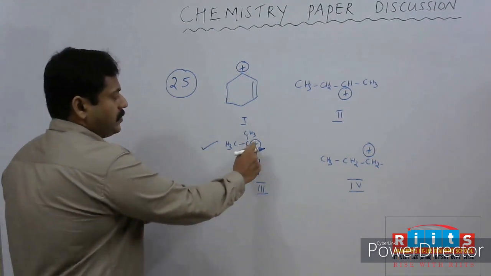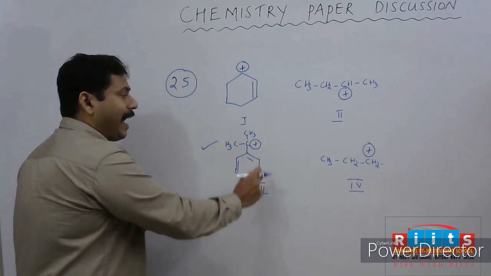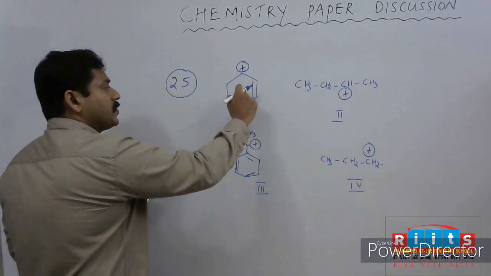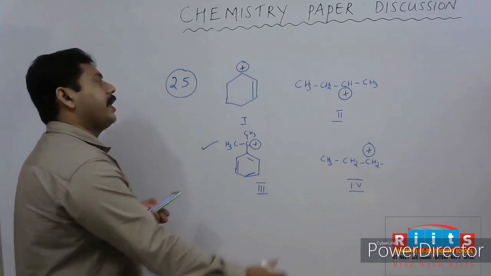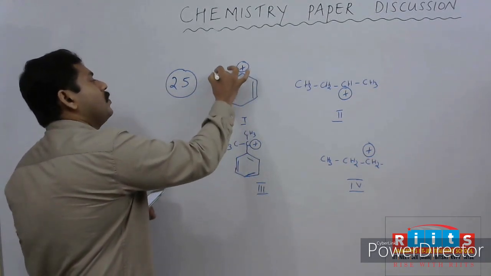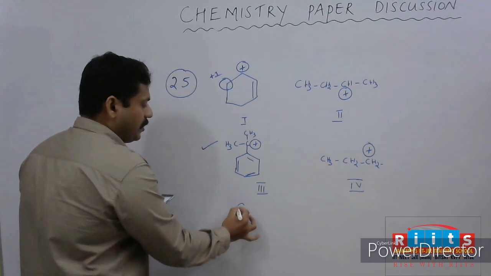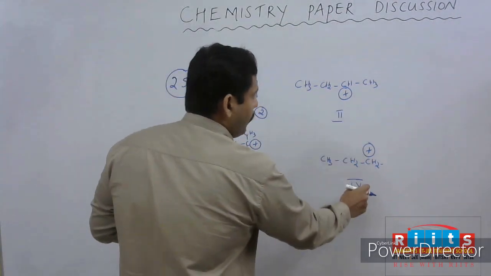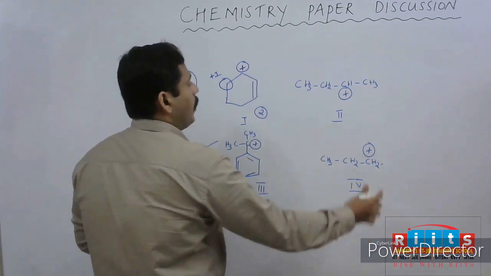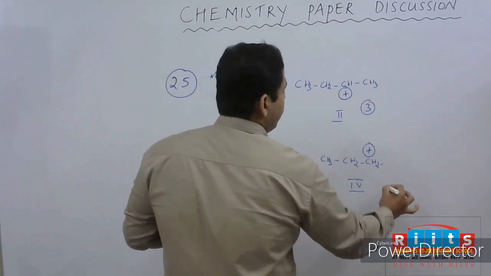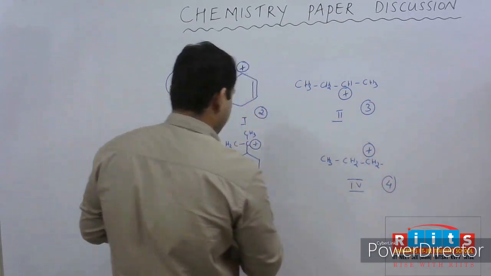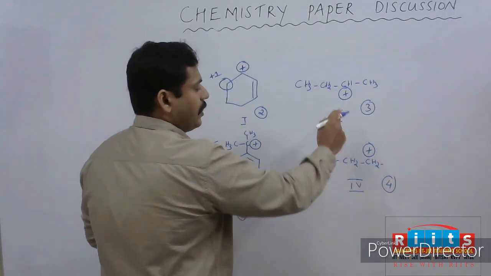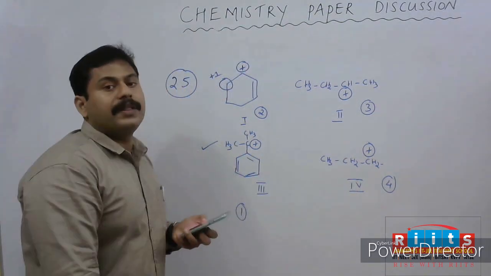Because it is surrounded by two CH3 groups, as well as a resonating effect is also possible there. After that, here also one resonating effect is possible, as well as a plus effect also there. So first will be here, second will be here, and what about this one? Secondary and primary. We know the stability, definitely secondary only. So third will be here, and this is the stability order. So first, this is third greater than first greater than second greater than fourth. So that will be the correct answer.